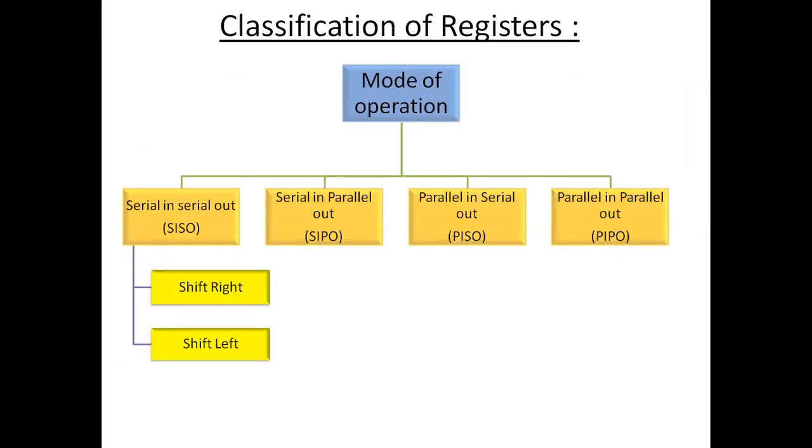One is shift right operation, another is shift left operation. In case of shift right operation, data will be shifted from left side to the right side by application of one clock pulse. Similarly, in shift left, the data will be shifted by 1 bit from right to left by application of one clock pulse.